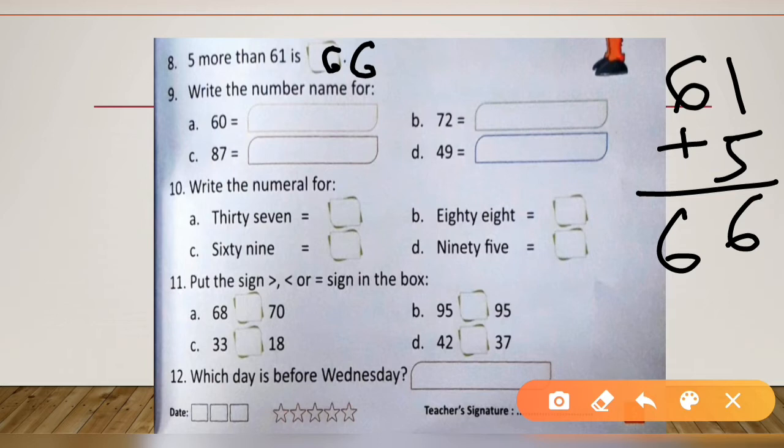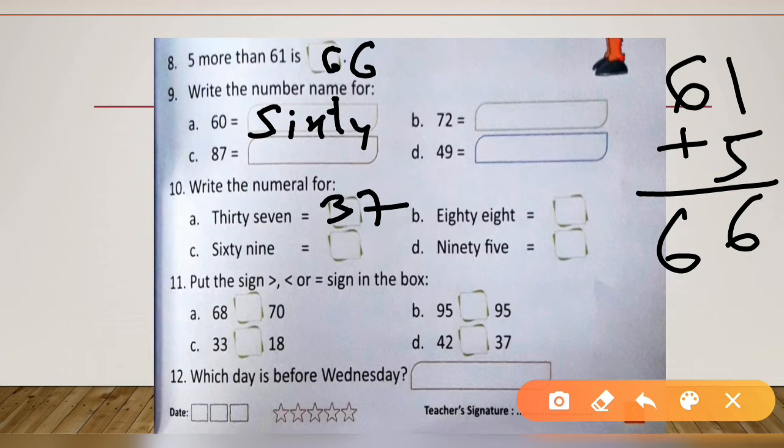Here you have to write 60 in spelling. SIXTY. Like this. Okay? Complete this. Number 10. Write the numeral for 37. Here you have to write 37 in digits. 37. Like this. Complete the rest. B, C, D. Complete this. Okay.